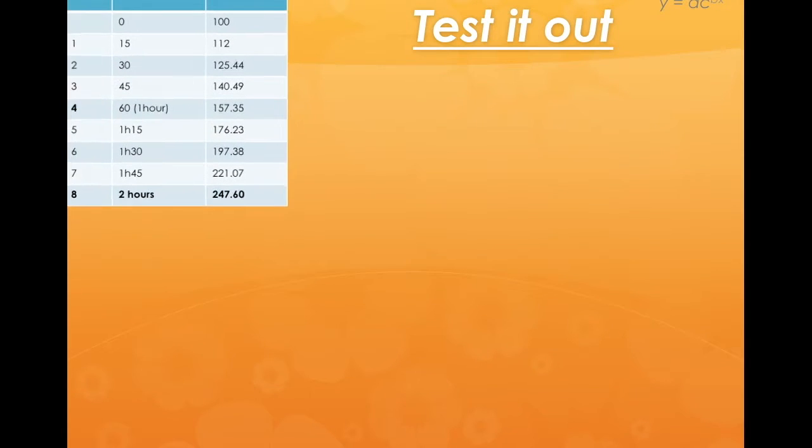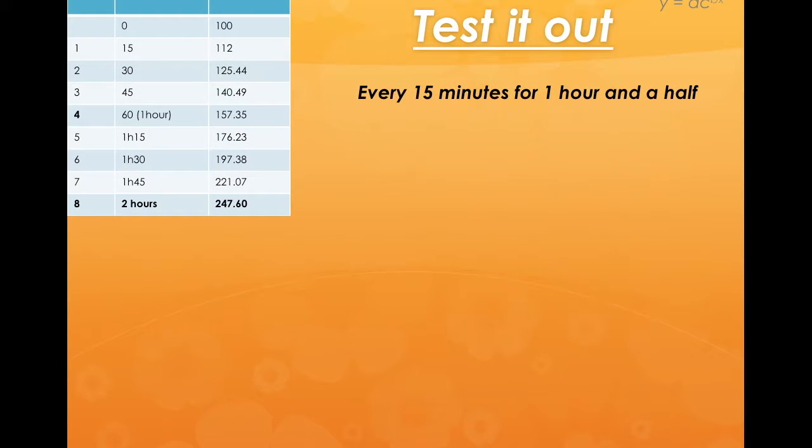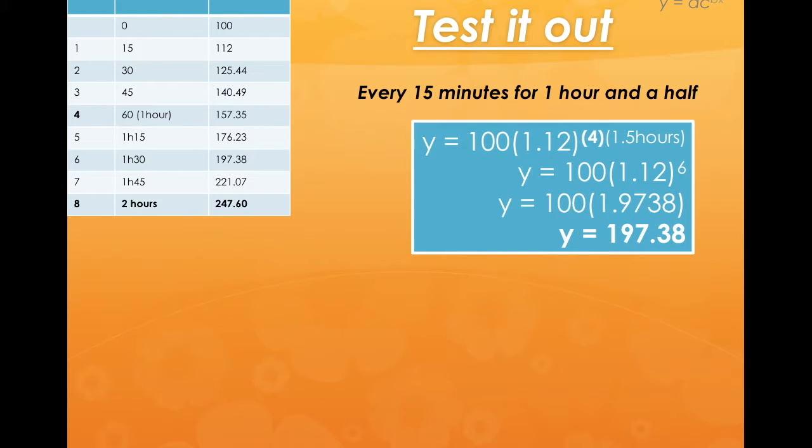Let's test it out with other numbers now. What if I told you that bacteria grows every 15 minutes for an hour and a half? What changes? Our X changes because it's an hour and a half, so 1.5 hours. But it's 4 times every 1.5 hours. So all we get here is we multiply it in and we get our exponent is 6. And at 1.5 hours, there will be 197.38 bacteria. And sure enough, if we look at our chart, at an hour 30, it is in fact 197.38.